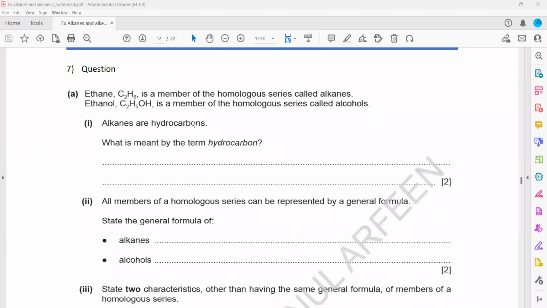In question 7, ethane, which is C2H6, is a member of a homologous series called alkane. Ethanol, which is C2H5OH, is a member of the homologous series called alcohol. Alkanes are hydrocarbons. What is meant by the term hydrocarbon? Compounds which contain only hydrogen and carbon.